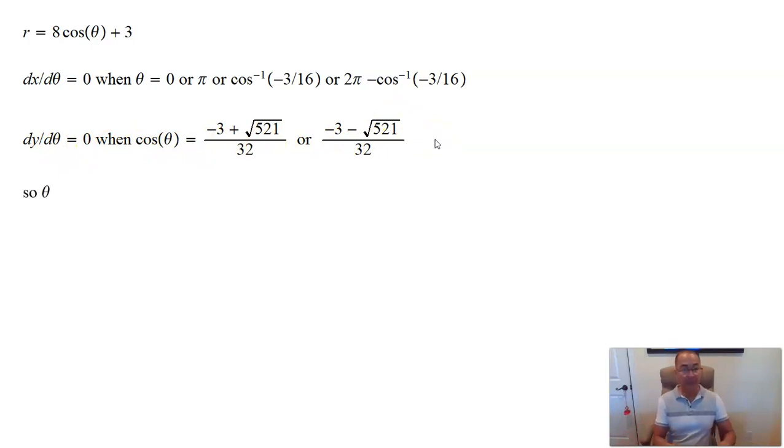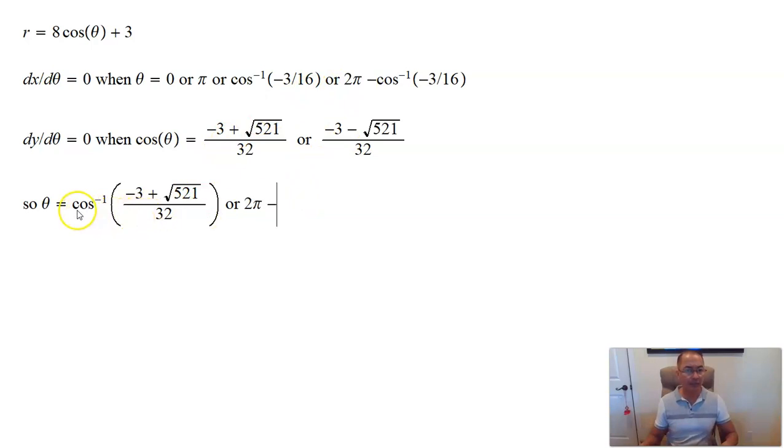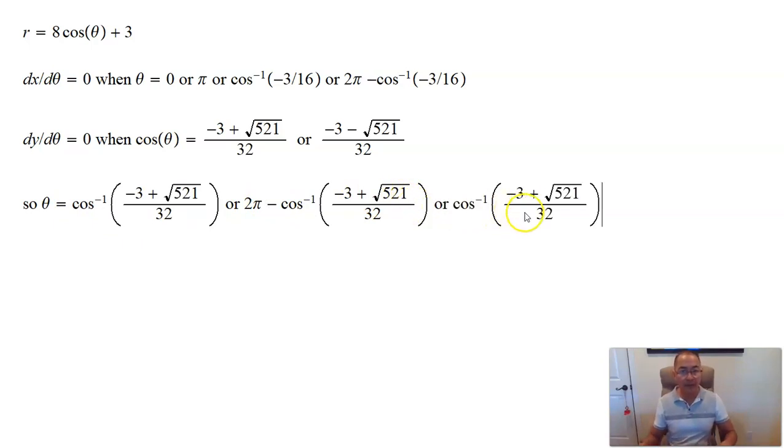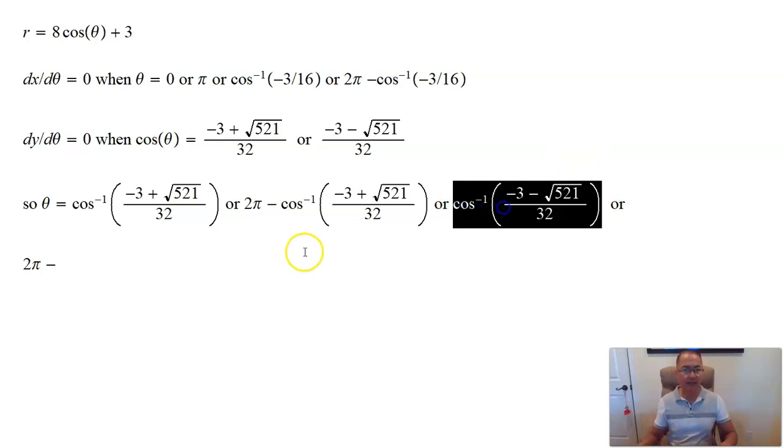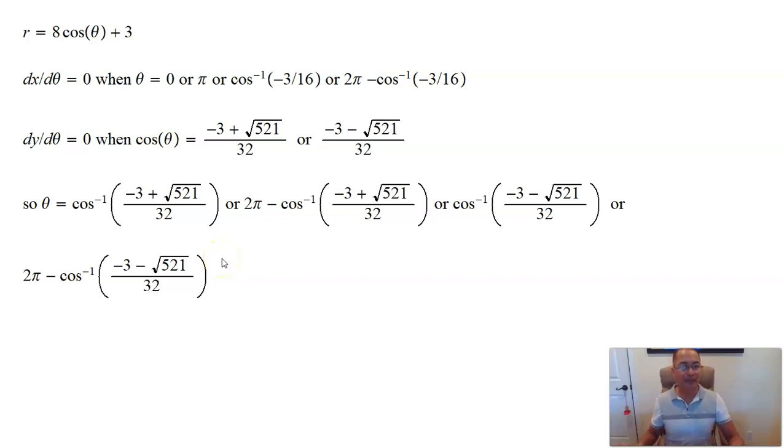So like before, we will have arc cosine, inverse cosine of each angle, or 2π minus each angle. So it's just a little bit tedious, 2π minus this angle, or arc cosine minus 3 over 16, or one last point, 2π minus this angle. Aren't you glad you don't have to write this down? Well, you will have to on your assignment. Okay, so we have four angles and we will look for the R coordinates.